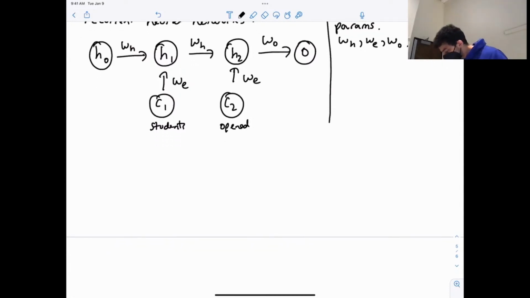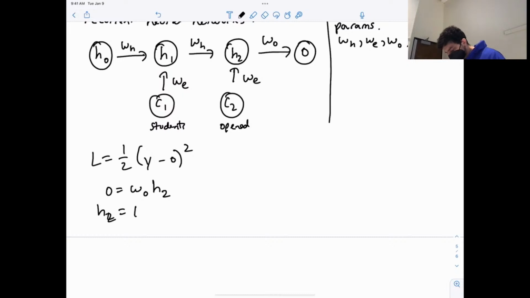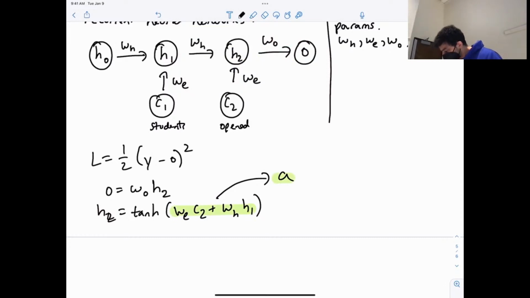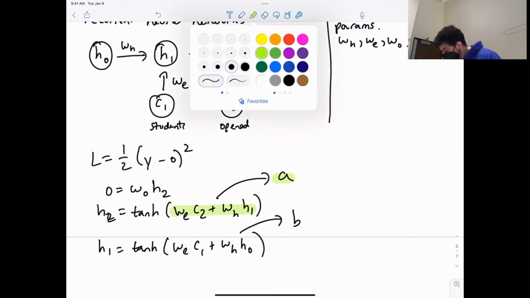But let's just define some equations first. So our loss function is the same as before. We have some target y. We want to get close to that target. O here is going to be WO times H2, and then H2 is going to be tanh of WE C2 plus WH H1. So we're going to say this is some intermediate variable A here, whatever is inside of the tanh. And then H1 is WE C1 plus WH H0. And of course, we can say this is some other intermediate variable B.